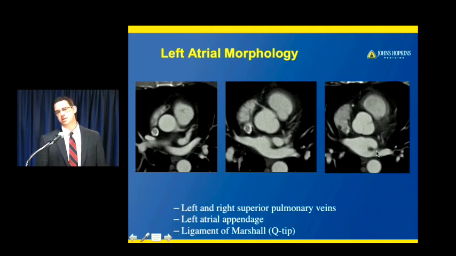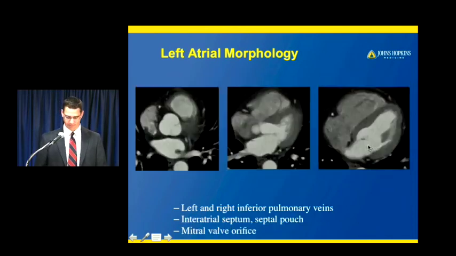The reason it's called the Q-tip is because sometimes the end of it can have a bulbous or enlarged appearance that can look kind of like a Q-tip, maybe even infiltrated by fat in some patients, so just something to be aware of. As we course more inferiorly, you start to see more of the left atrial cavity itself. This is the right inferior pulmonary vein and the mitral valve now.